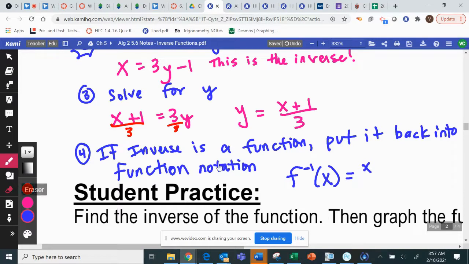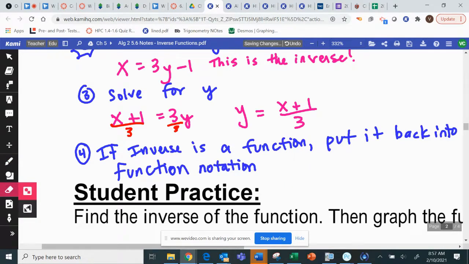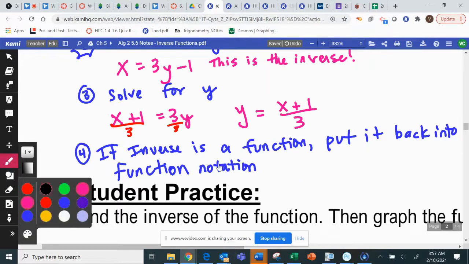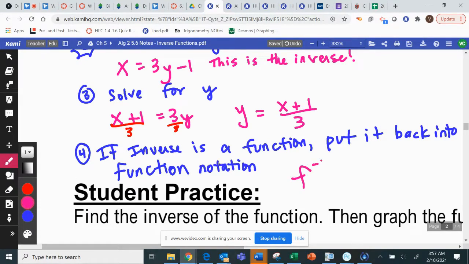I don't know why I did this in blue. I meant to do it in pink. So we've got a special little -1 towards the top. It stands for inverse. And I get x plus 1 over 3.